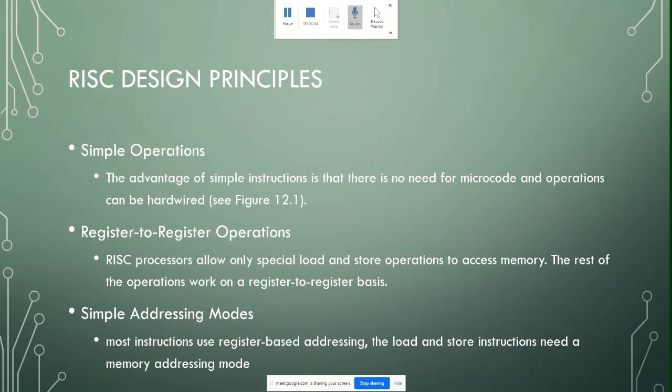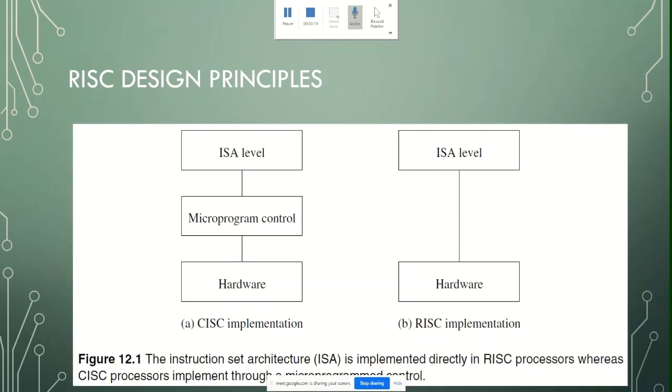Right. The first type is simple operation. We know that our RISC types of processors do not have complex instructions. They are very simple compared to the complex instructions in the CISC microprocessor. If you think about this picture, which is figure 12.1 from the book, you can see that the left side is the CISC implementation and the right side is the RISC implementation.